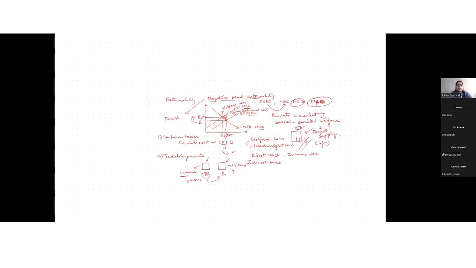We had talked about carbon taxes that are also indirect taxes. We talked about negative production externality. And if you have any questions, then let me know.